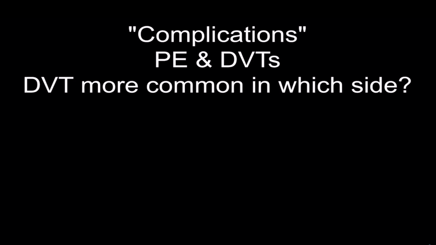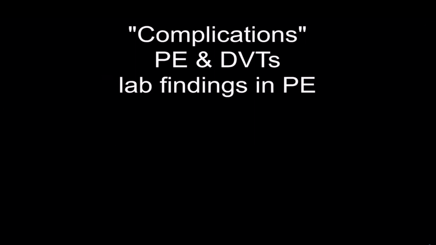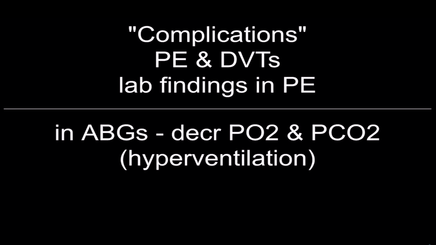DVT is more common in which side? The left, because the iliac vein at the aortic bifurcation crosses and compresses. What's the test to evaluate DVT? Duplex ultrasonography. Lab findings in PE. In arterial blood gases, you see decreased PO2 and PCO2, and this is a sign of hyperventilation.